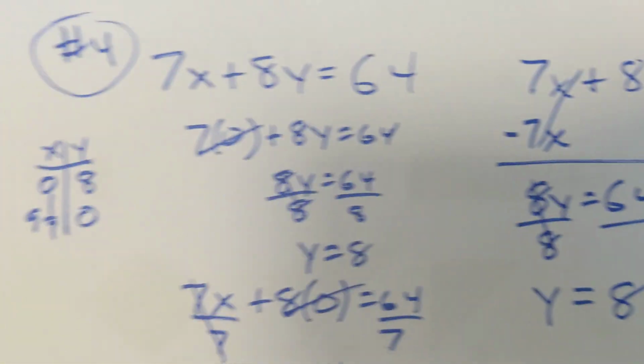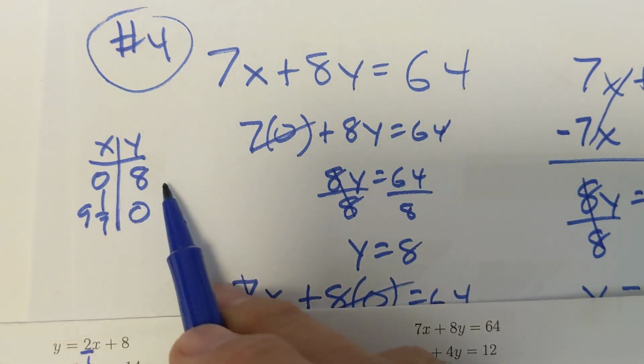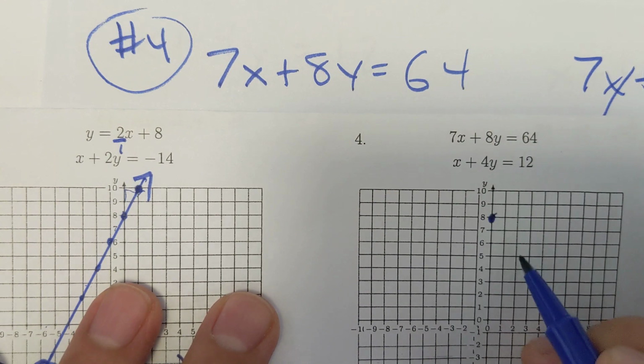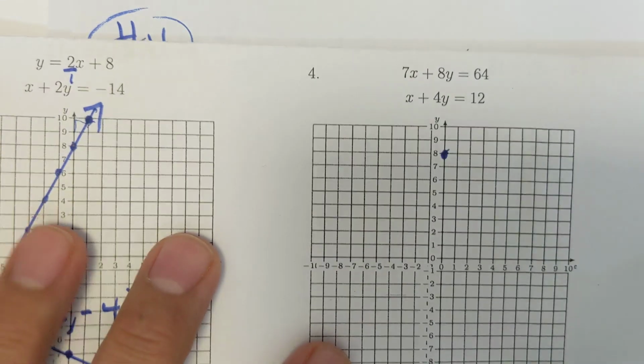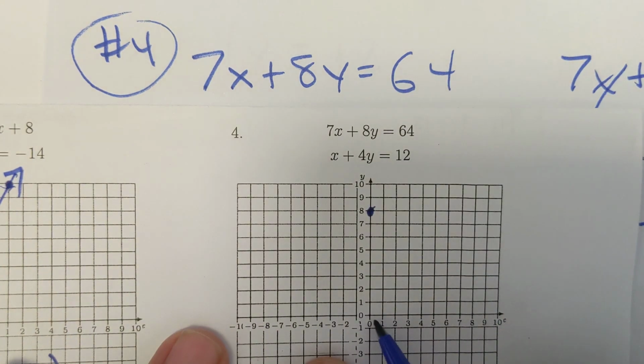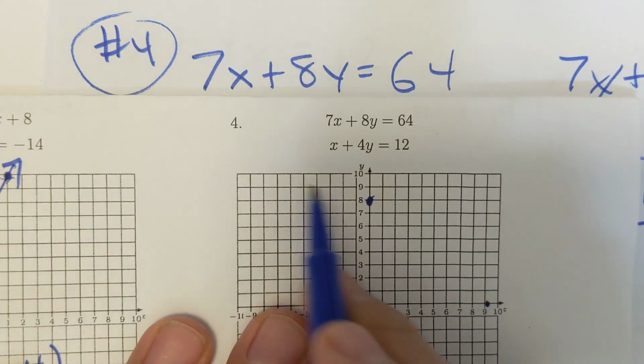So if I switch back over here and I use these intercepts, y-intercept of (0, 8), which would be right here, x-intercept of 9 and 1/7. So here I'm going to have to be careful. On the x-axis 9, and then 1/7 would just be a little bit more, like that. Okay, so we're going to get a line that goes right there.